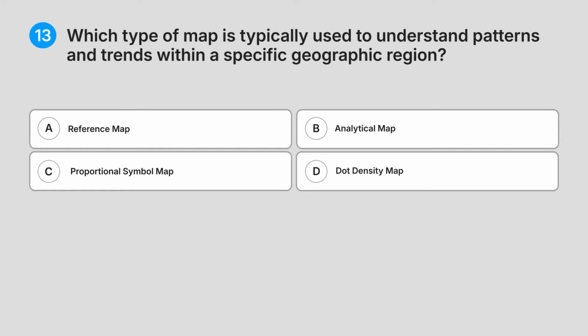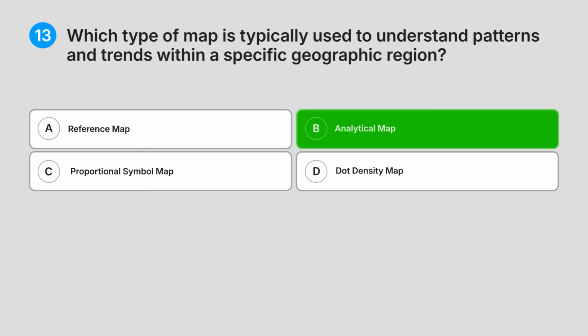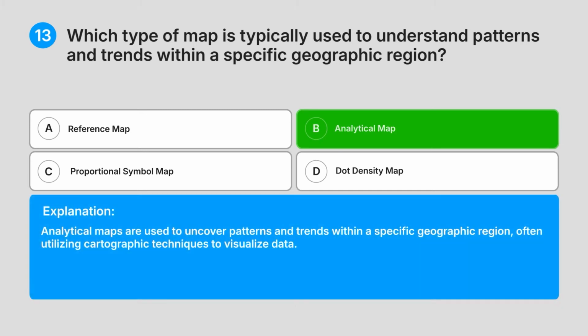A. Reference map. B. Analytical map. C. Proportional symbol map. D. Dot density map. Can you guess the answer? Correct answer. B. Analytical map. Explanation. Analytical maps are used to uncover patterns and trends within a specific geographic region, often utilizing cartographic techniques to visualize data.